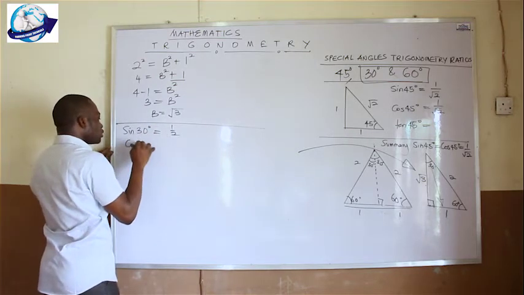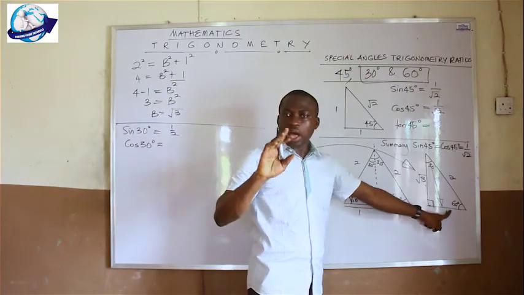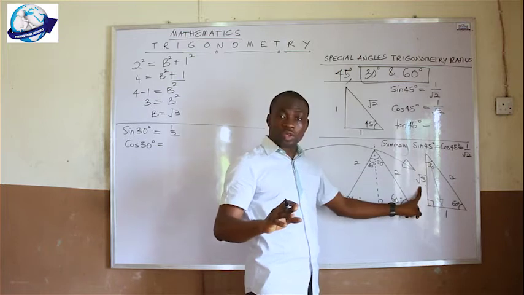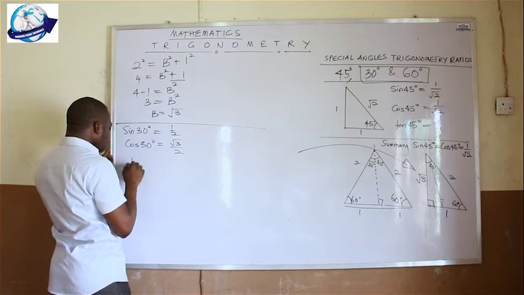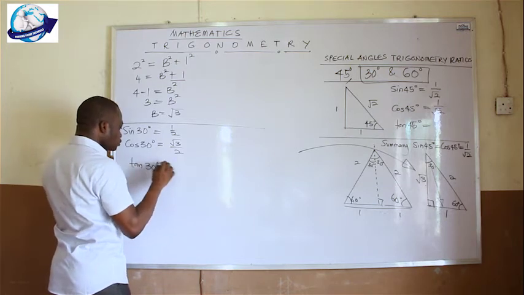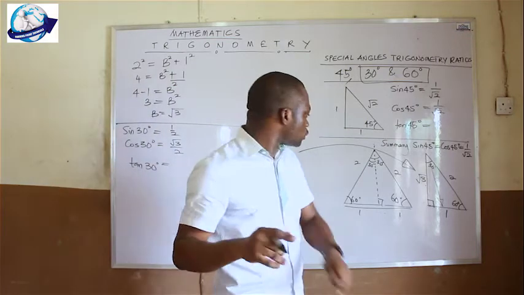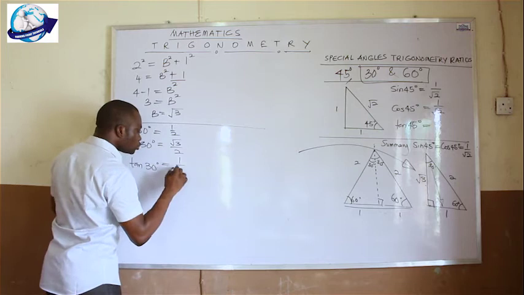What is cos 30 degrees? Alright, the same thing. Opposite. Cos is what? Adjacent over hypotenuse. Where's adjacent now? This is opposite now. So here become the adjacent. So adjacent is what? Root 3 over what? Hypotenuse 2. So what is tan 30 degrees? Tan is what? Opposite over adjacent. Yes, opposite, yes, adjacent. Of course, so tan is 1 over root 3.